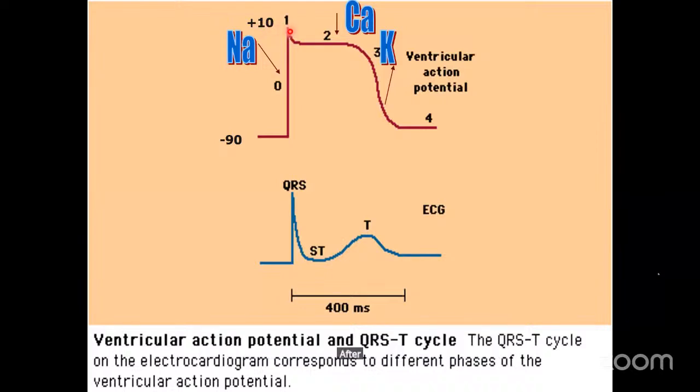After that, the positivity is maintained by another entry of positively charged ion, which is calcium. Then the intracellular polarity has to become negative again by the exit of the potassium ions. So during repolarization, or in the downslope of the ventricular action potential, the potassium leaves the cell, which makes the intracellular negativity again.